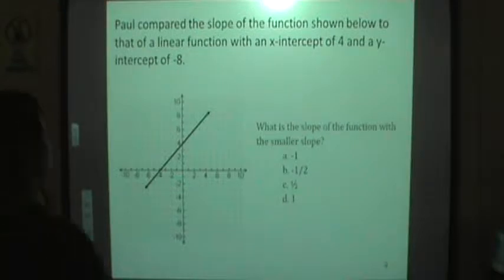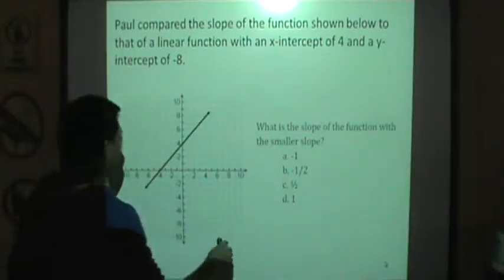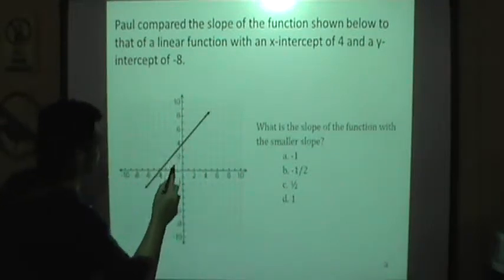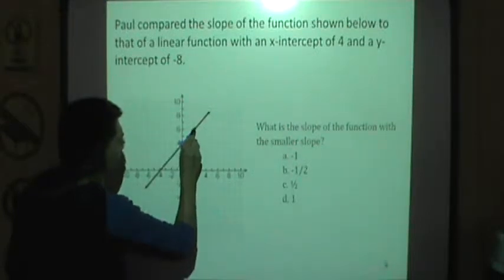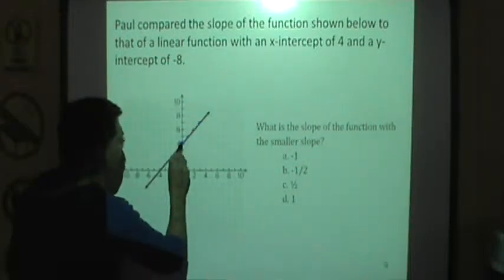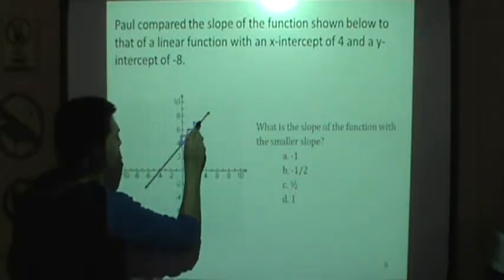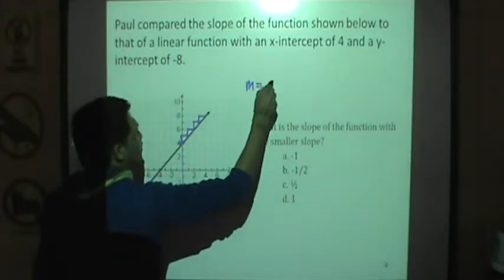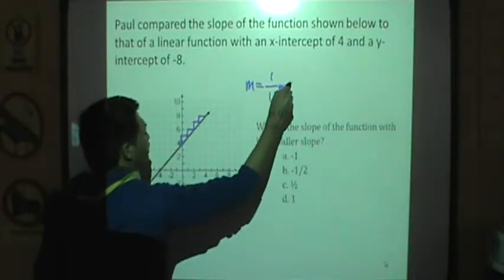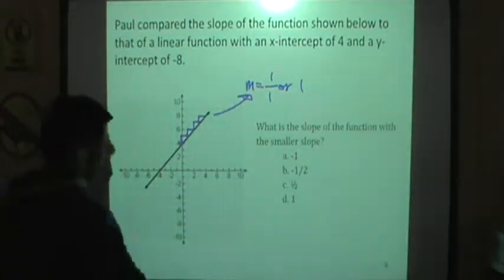Okay, for the first one we have the graph here. The graph has a y-intercept there, and it's crossing every corner. So I can say that the slope is 1, 1, 1, 1. Rise over run. So the slope is rise over run, which is 1. So the slope of this graph is 1.